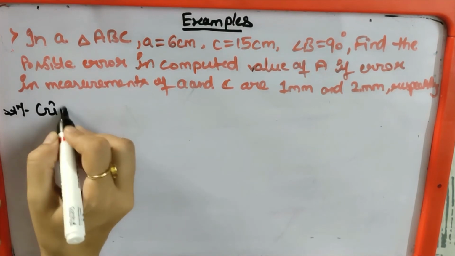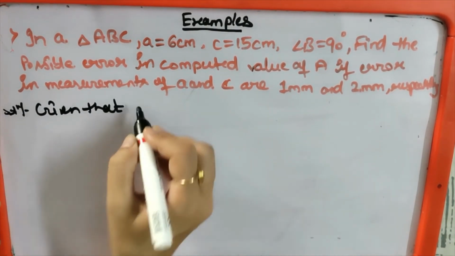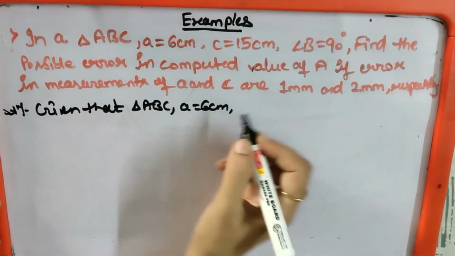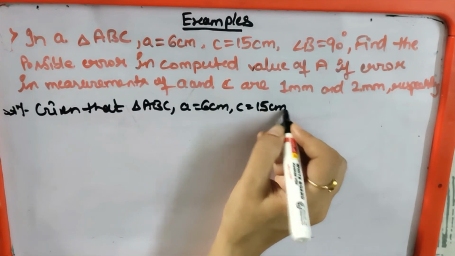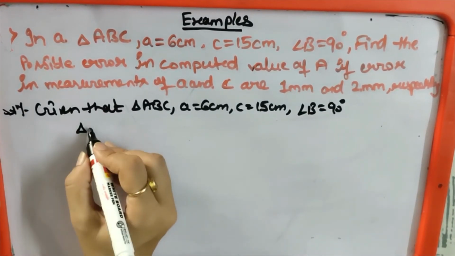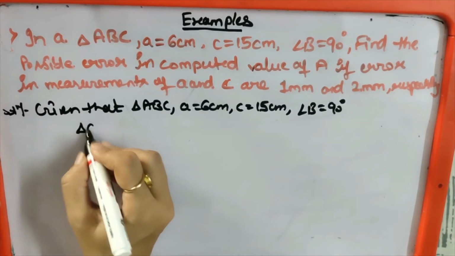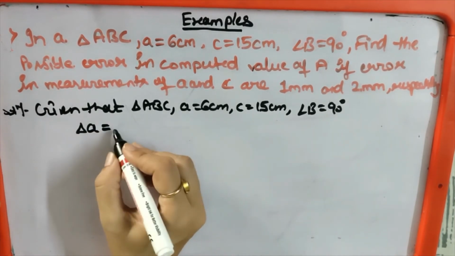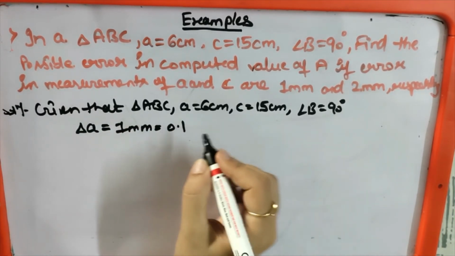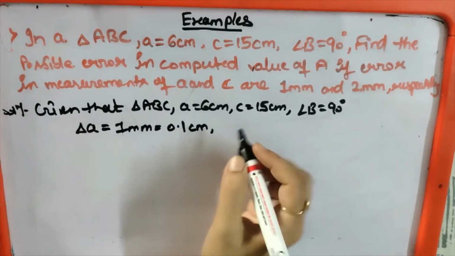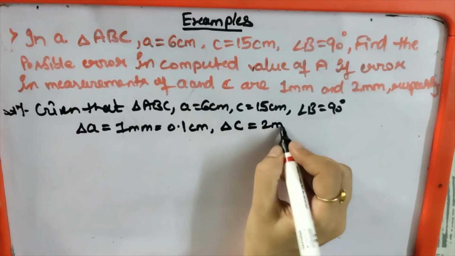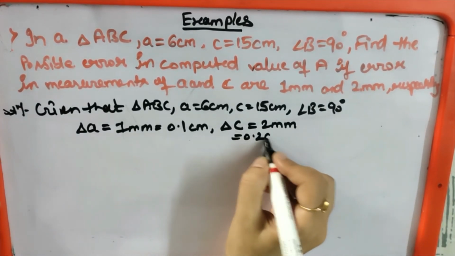Given that triangle ABC, length of side a 6 centimeter, other side 15 centimeter, angle B is 90 degree, error in length a is 1 millimeter, convert it into centimeter, that is 0.1 centimeter, error in other side is 2 millimeter, that is 0.2 centimeter.